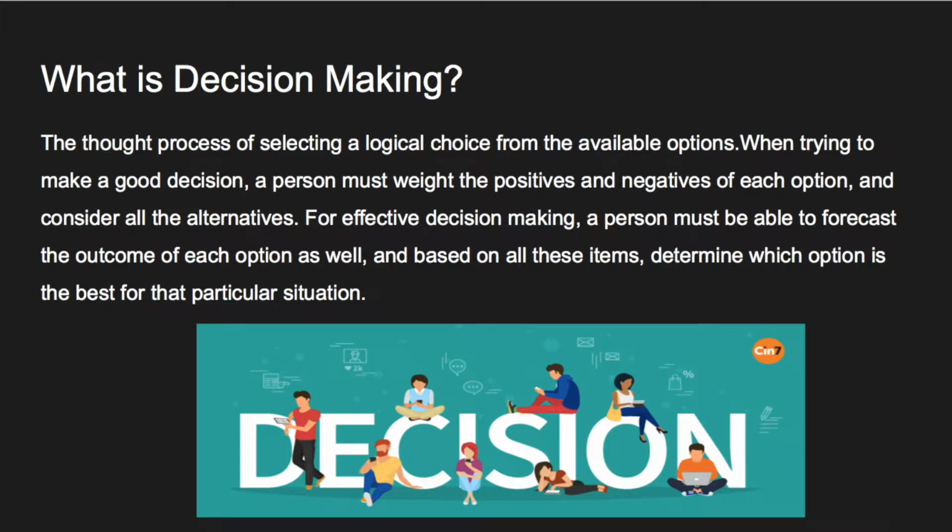Decision-making is the process of selecting a logical choice from the available options. When trying to make a good decision, a person must weigh the positives and negatives of each option and consider all the alternatives. For effective decision-making, a person must be able to forecast the outcome of each option as well, and based on all these items, determine which option is the best for that particular situation.